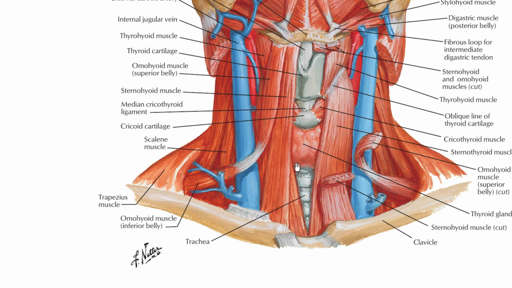Now, then sternohyoid from the posterior surface of the sternum and hyoid bone, then sternothyroid from the posterior surface of the sternum and oblique line of the thyroid cartilage, and then thyrohyoid from the oblique line to the hyoid bone.